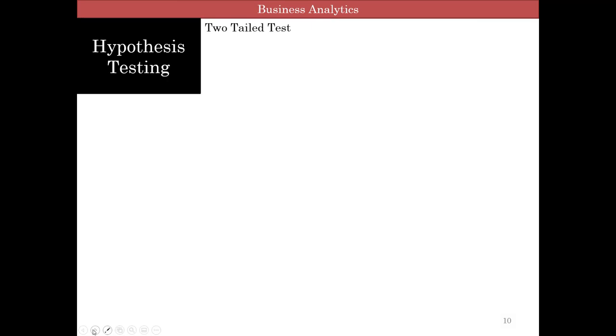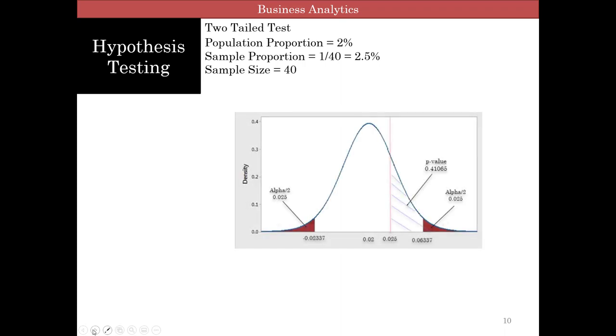Now here is the visual representation of the two-tailed test, very similar to the one-tailed test, except here it's alpha by 2. Alpha is split into two parts, and you have to calculate both the upper and lower critical limit. And we are looking at 2.5% and not 5% here.